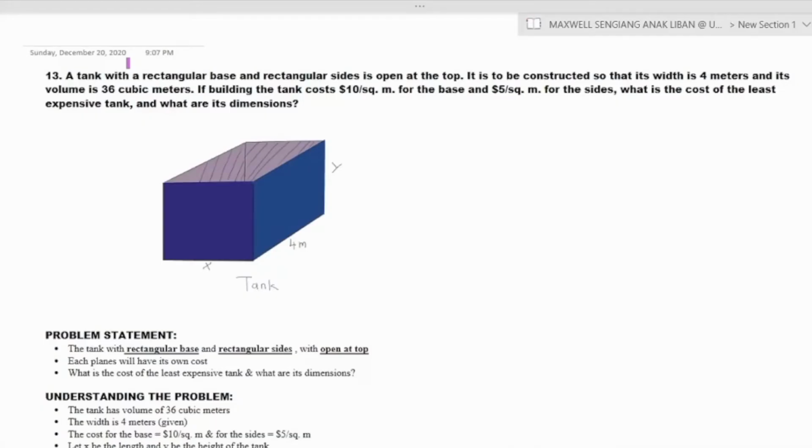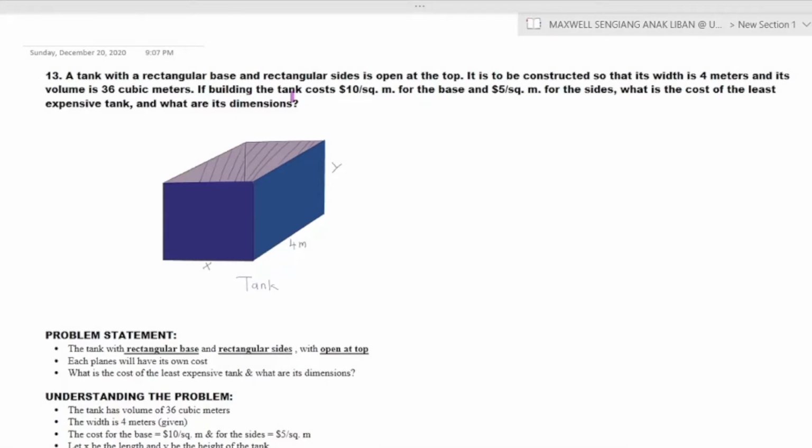A tank with a rectangular base and rectangular sides is open at the top. It is to be constructed so that its width is 4 meters and its volume is 36 cubic meters. If building the tank costs $10 per meter square for the base and $5 per meter square for the sides, what is the cost of the least expensive tank and what are its dimensions?